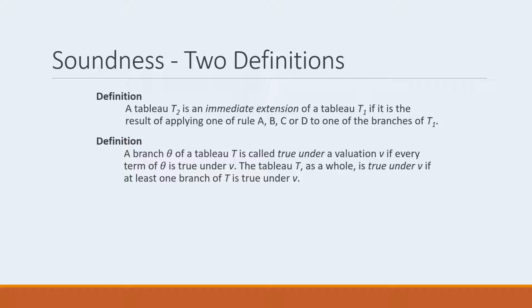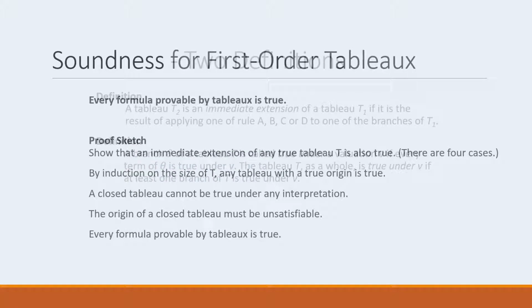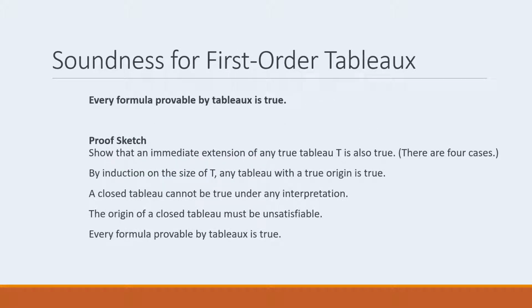Second, a branch theta of a Tableau T is called true under evaluation V if every term of theta is true under V. The Tableau T as a whole is true under V if at least one branch of T is true under V. Now we're ready to sketch the proof of soundness. Every formula provable by Tableau is true.